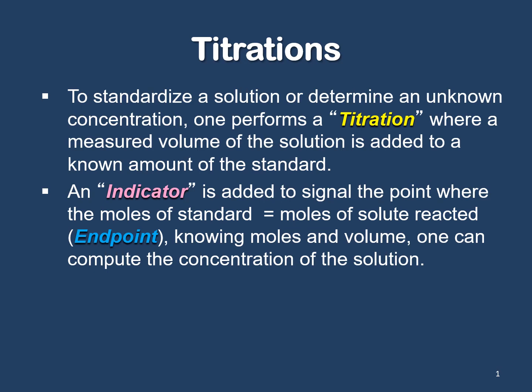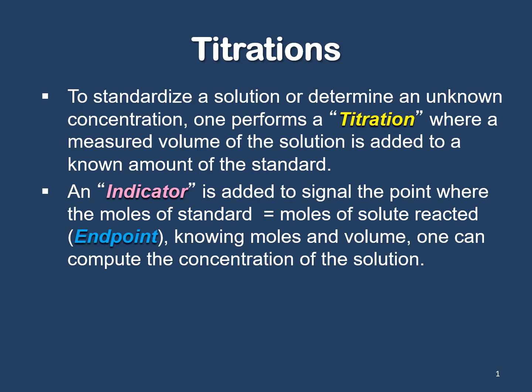Usually we also add what's known as an indicator. This signals that the reaction has reached its conclusion. The reaction is no longer happening. We've run out of the reactant in the unknown solution that we're reacting. This happens when the moles of our standard, the thing we're adding, is equal to the moles of solute present in the system that we're trying to determine the concentration of. This is known as reaching the end point of the titration.